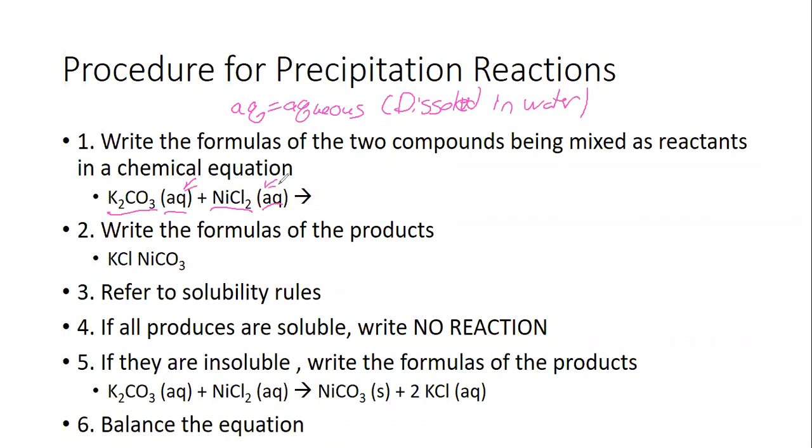We have two compounds that are dissolved in water, and we're mixing them. And what you want to do is you just want to switch around the ions, the cations and the anions. So remember, our metals are going to be cations, so they're positive. Then we have our anions that are negative. When you have this type of problem, you just switch the cations with each other, and that will be your new products. So KCl and nickel carbonate are our new products.